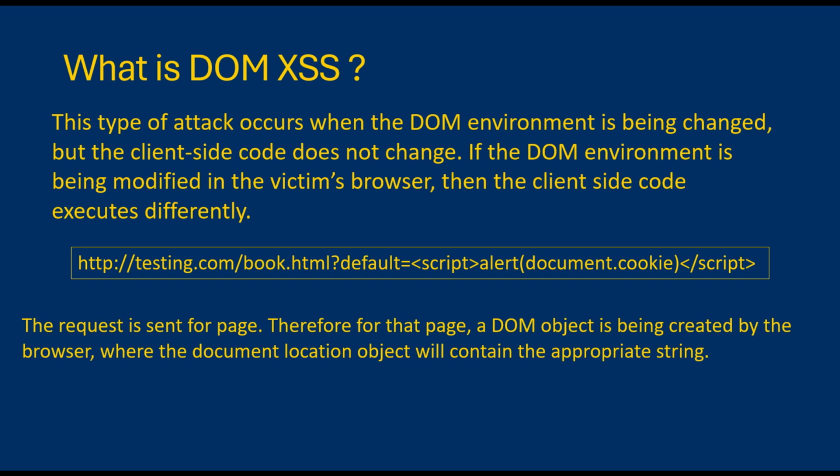The code remains the same. Here, the request is sent to a particular page which then creates or modifies the existing DOM element for that page. The most common source for DOM XSS is the URL, which is typically accessed with the window.location object. Here in the example, document.cookie is sent in the URL, which will try to get all cookies associated with the document. I hope now you have a brief idea about cross-site scripting attacks.